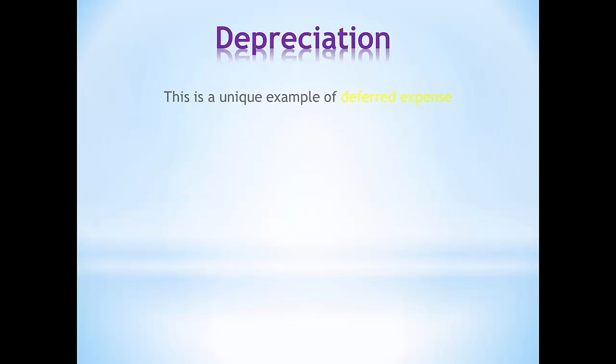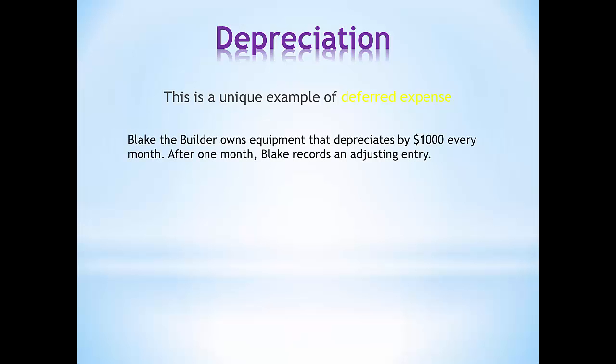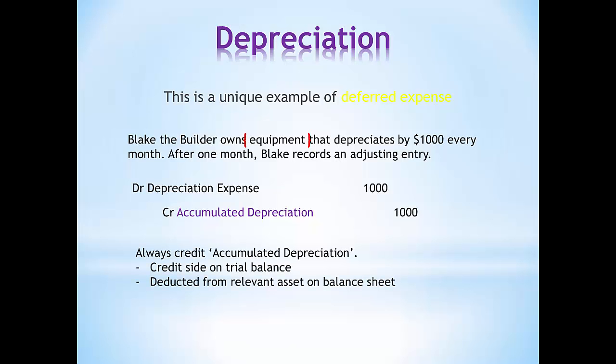Depreciation is a unique example of deferred expense. Over time, depreciation will lower the value of an asset. In this case, it is Blake's equipment on a monthly basis. The entry shows the expense due to depreciation, as well as crediting the contra asset account accumulated depreciation. Note, the asset's value is not reduced. Accumulated depreciation is always the account credited when recording depreciation.